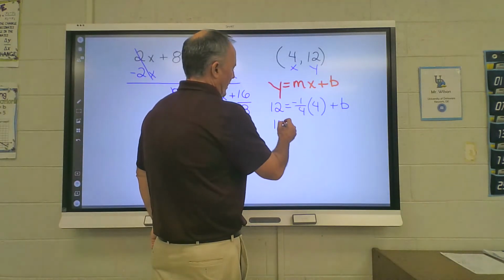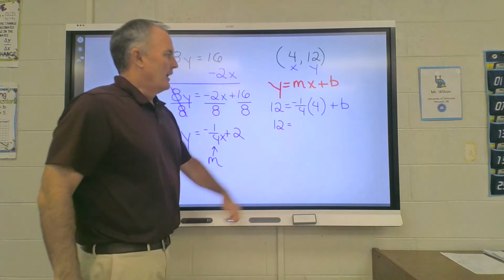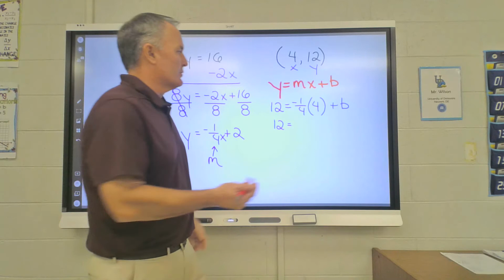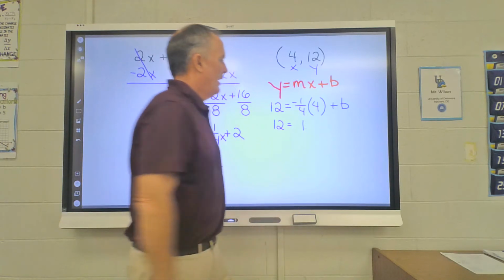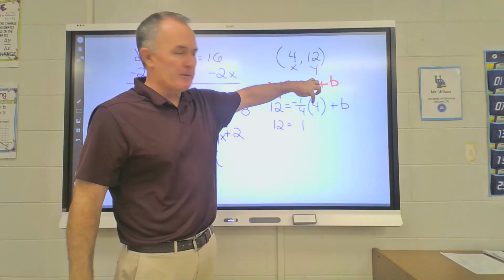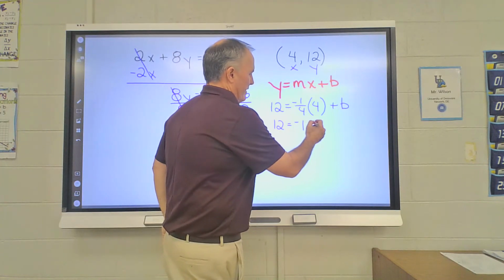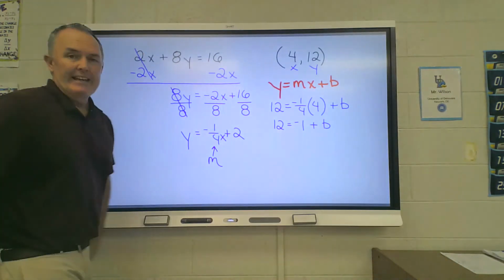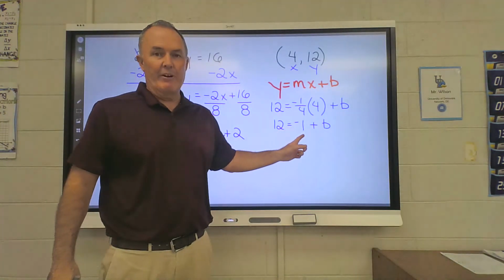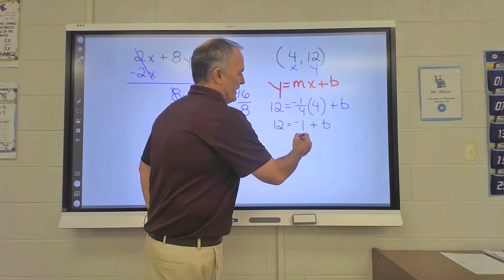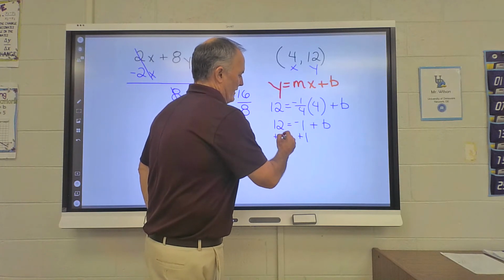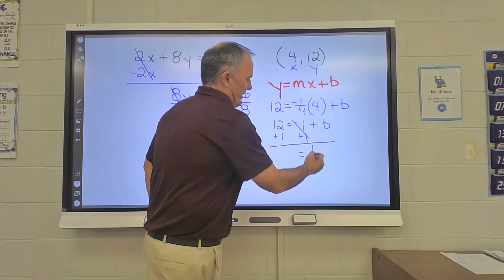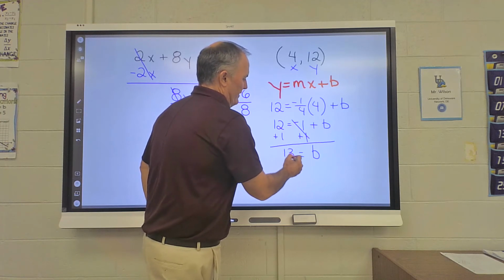So nothing's going to happen with the 12. All right, 1/4 times 4 is just 1. But a negative times a positive gives me a negative 1, plus b. Now, since that's a negative, if I want to get rid of it, I have to add 1 to that side, but I also have to add 1 to this side. That cancels out, and b equals 13.